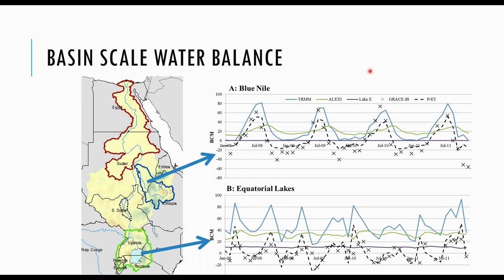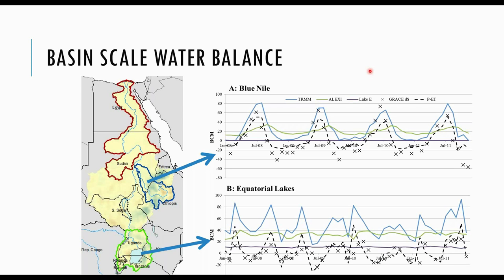So here's a data figure. What I'm showing here are some of the results of our analysis. You're seeing on top the Blue Nile, on the bottom the Equatorial Lakes region, so the two headwaters regions, and just showing as an example 4 years. The blue line here is the TRMM rainfall estimate in billion cubic meters per month.